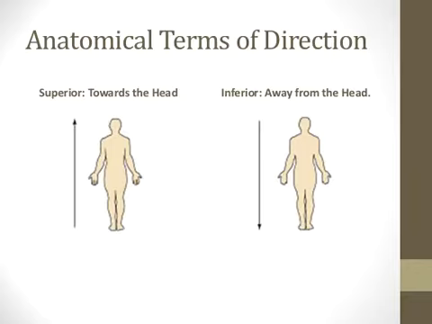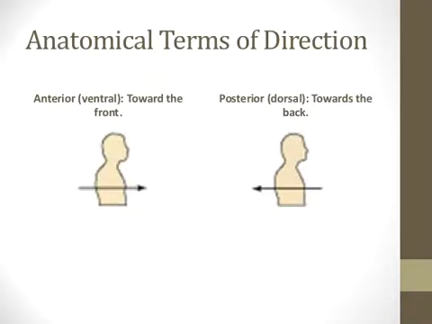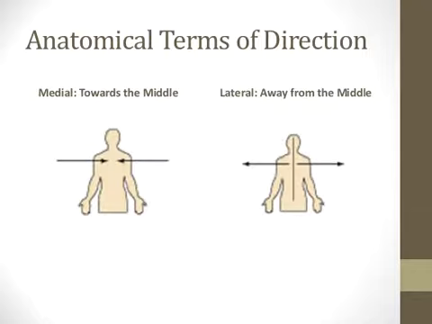Superior means towards the head, and the opposite is inferior, away from the head. Anterior or ventral means towards the front of the body, and the opposite is posterior or dorsal, towards the back of the body. Medial means towards the middle, and the opposite is lateral, away from the middle.